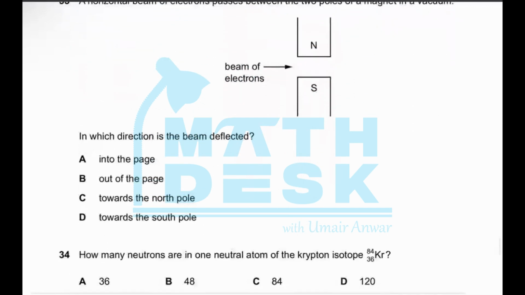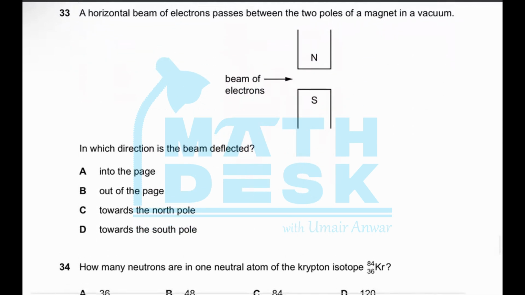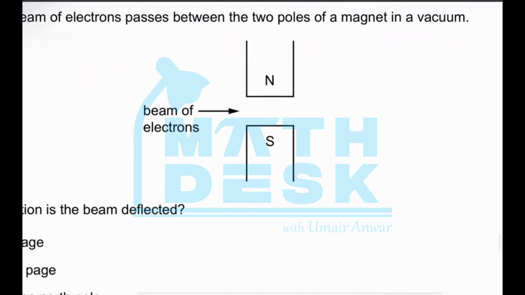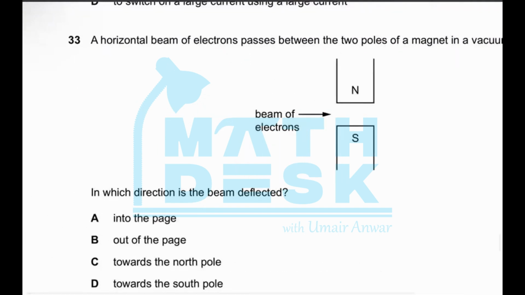Question number 33, it says a horizontal beam of electron passes between two poles of a magnet in a vacuum. So here is the magnet. Magnetic field lines would be coming out of the north pole, entering into the south pole. And then there is a beam of electron flowing in this direction. In which direction is the beam deflected? So the beam would be deflected in the direction where the force is acting on the beam.